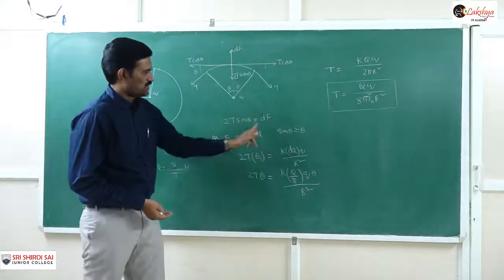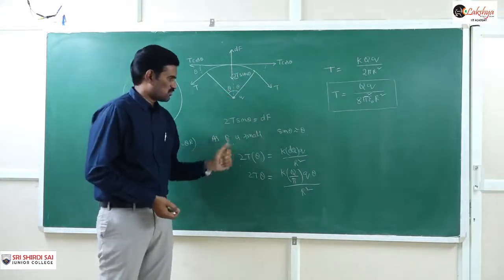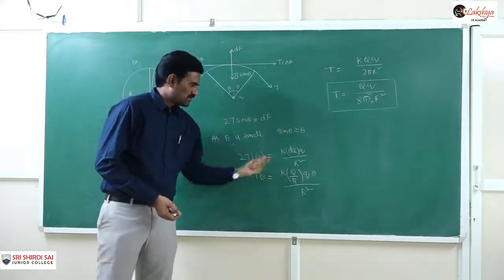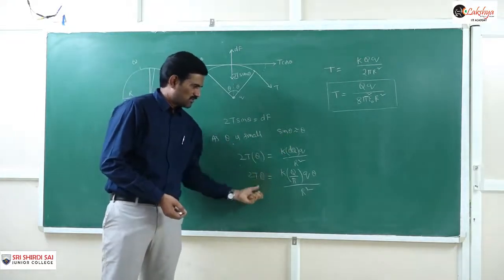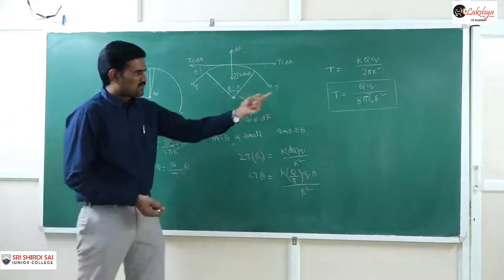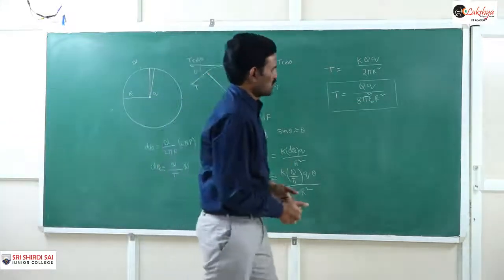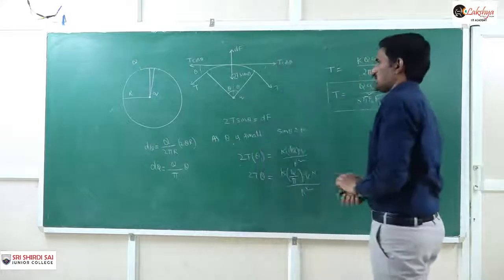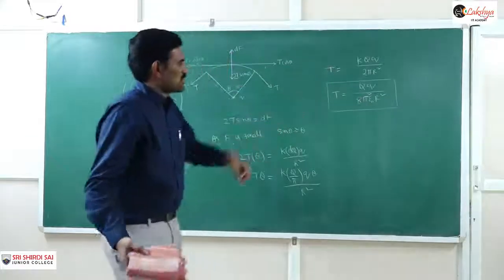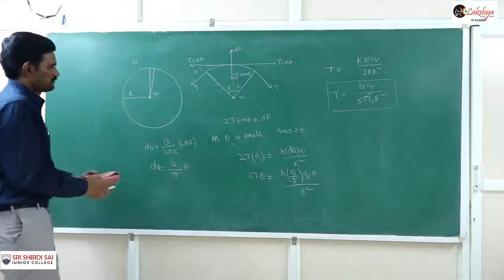So we take 2T sin theta equal to dF, and theta is small, so we replace sin theta with theta. Then you can simplify. We substitute the dQ value using this equation, and if you simplify that, finally you get this tension expression. So this is the tension acting in this string when the charge is placed at the center of the ring.